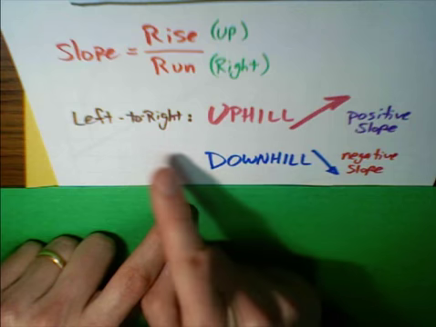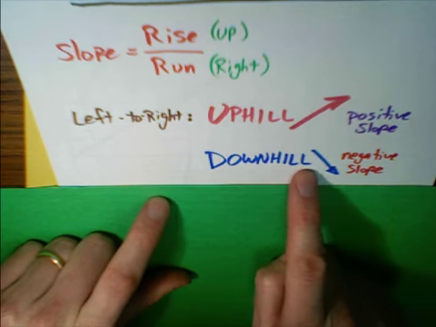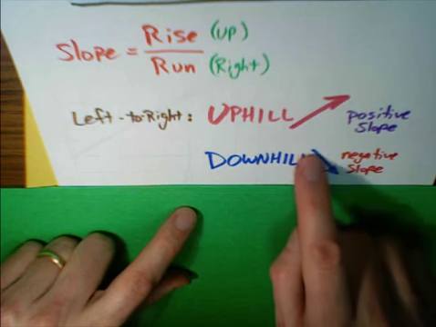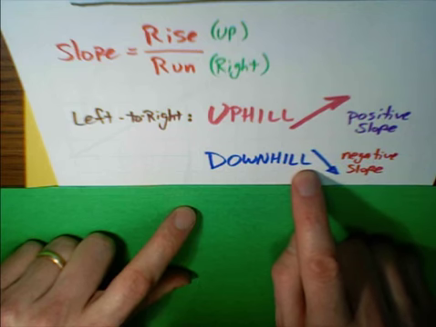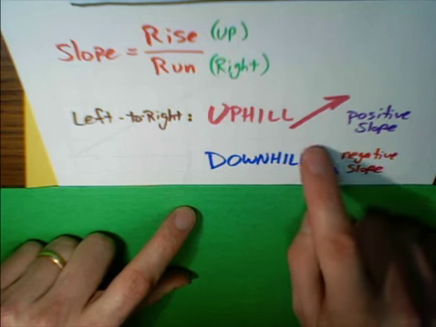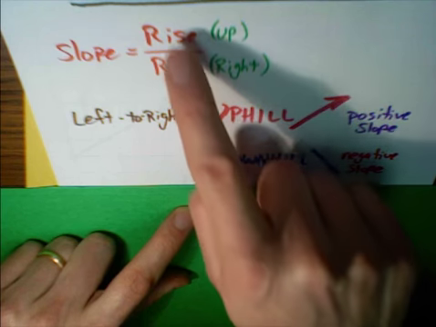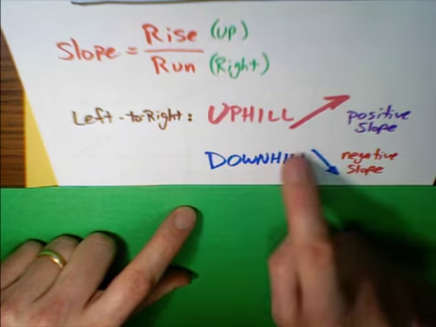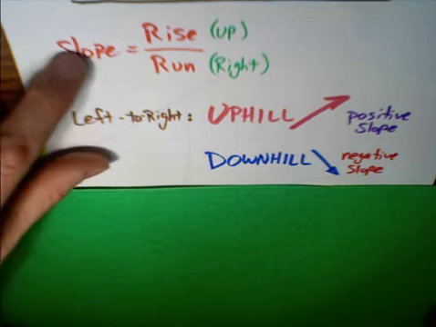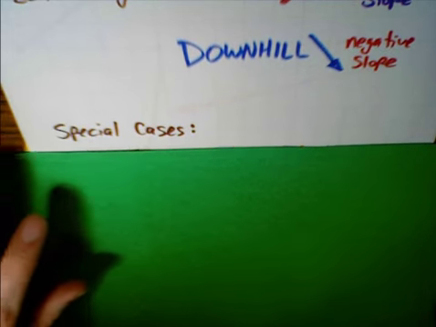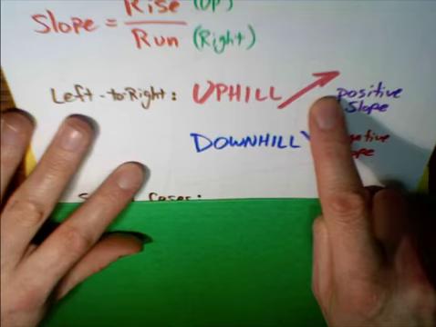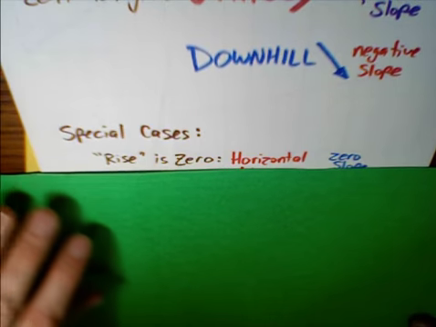If we go, as we move left to right, if we go downhill, this will be a negative slope. And again, if we rise a negative amount, in other words, if we fall an amount and then run, negative over a positive, negative rise over a positive run will be a negative number. And there's a couple special cases. These examples are talking about diagonal lines, and what if the line is not diagonal?